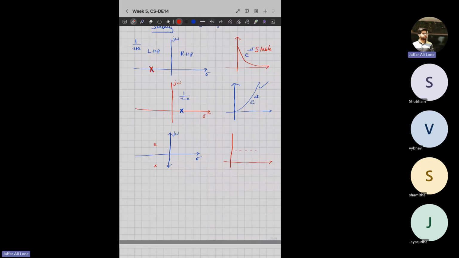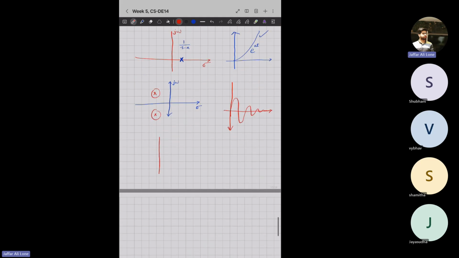Let me make it like this. So the response will decay to 0. Why? Because it is a stable system, but it will have some oscillations because of these complex terms. There will be the presence of sinusoidal terms if you see the Laplace transform of this thing.